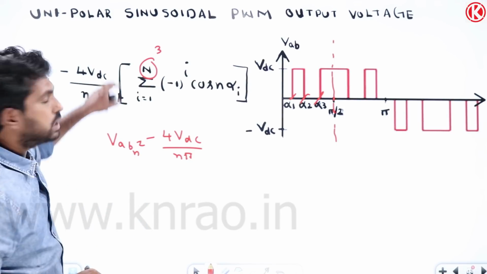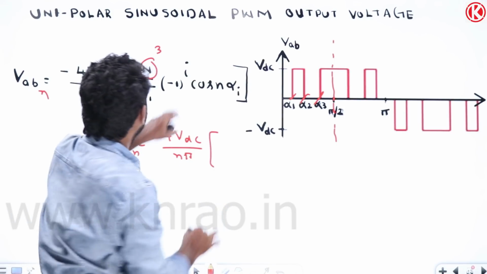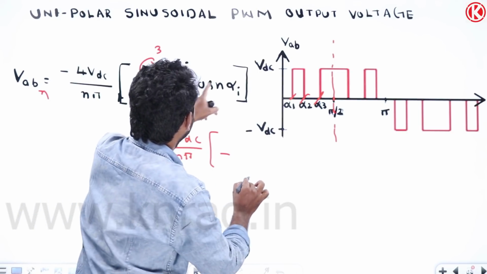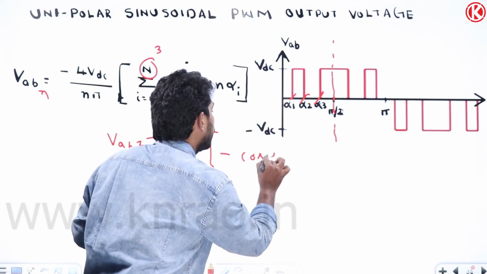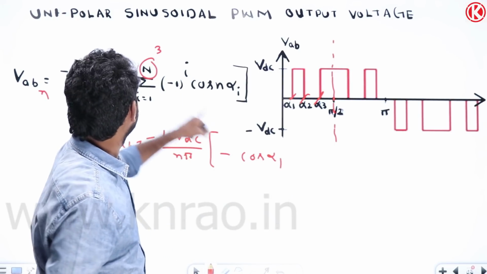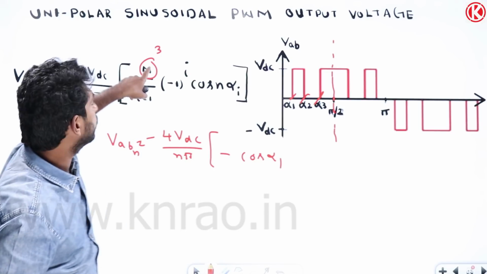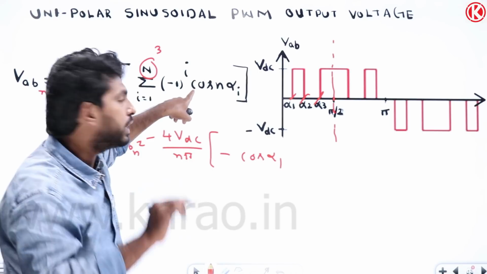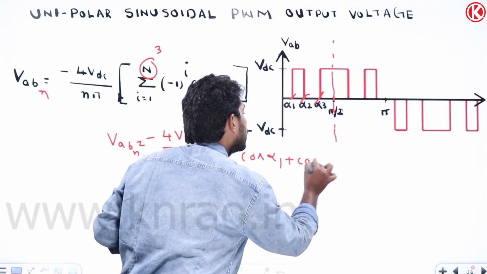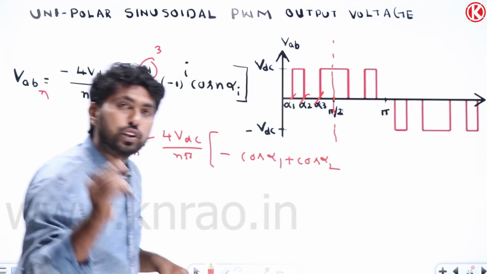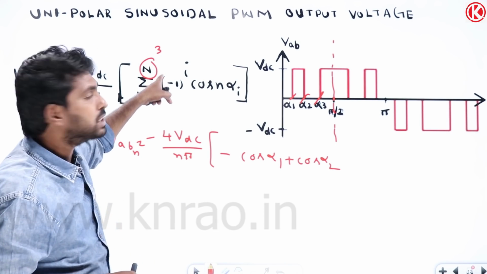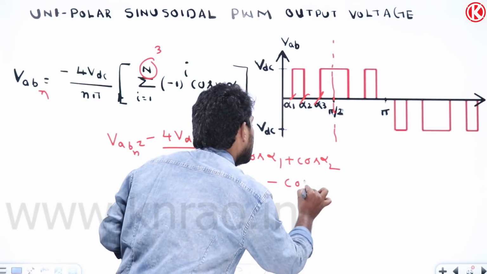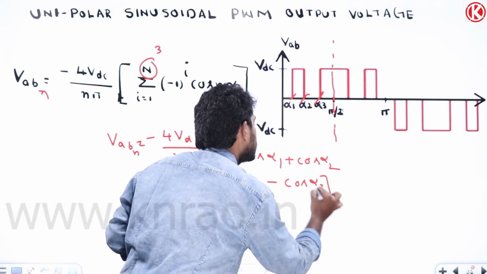So minus 4VDC by n pi into, if I substitute 1 here, what happens? Minus 1 into cos n alpha 1, that is minus cos alpha 1. If I substitute i equal to 2, what happens? Minus 1 power 2 is nothing but 1. So it will be plus cos alpha 2. If I substitute 3 in the place of i, what happens? Minus 1 power 3 is nothing but minus 1. So it will be minus cos alpha 3.